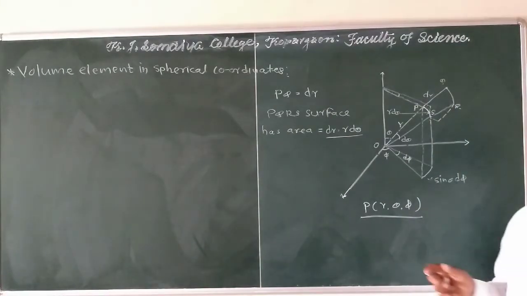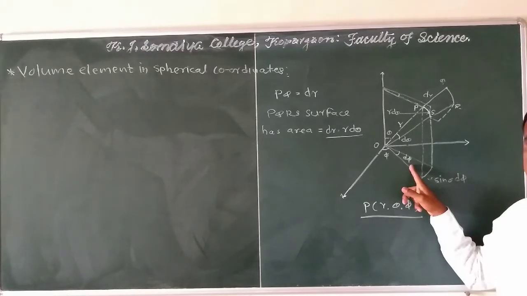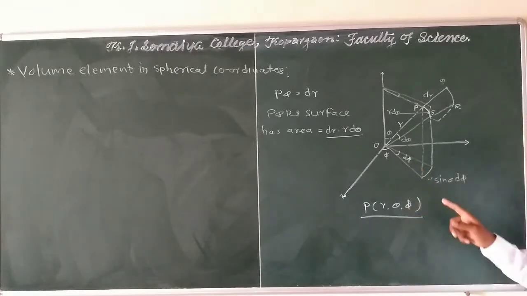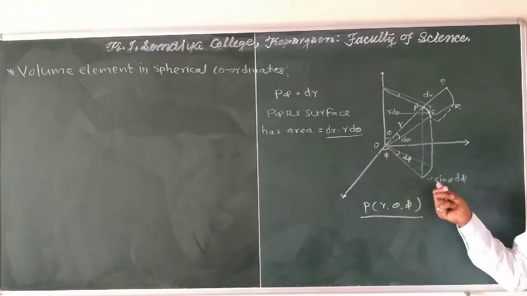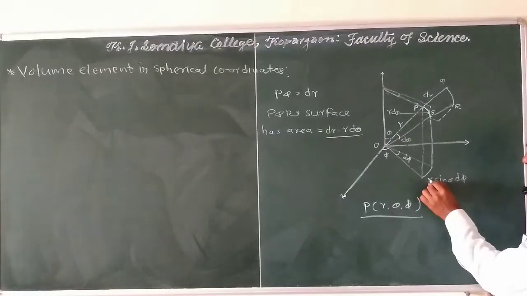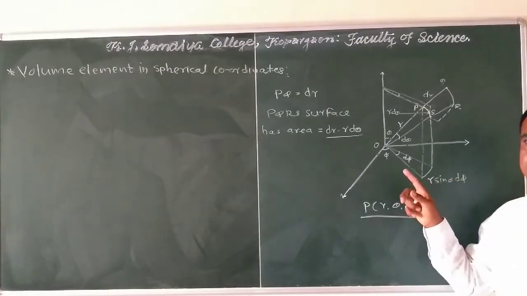Then we have to increase phi by d phi. So the volume is traced, and this volume is equal to changing this by r sin theta d phi. So right here is r sin theta d phi.